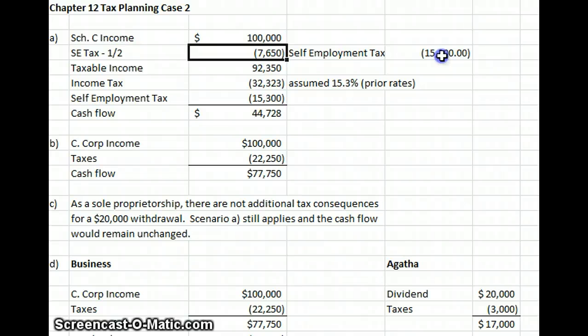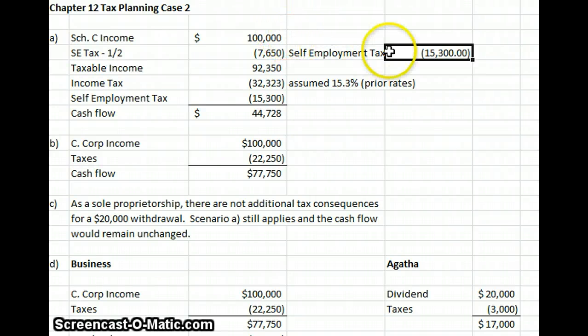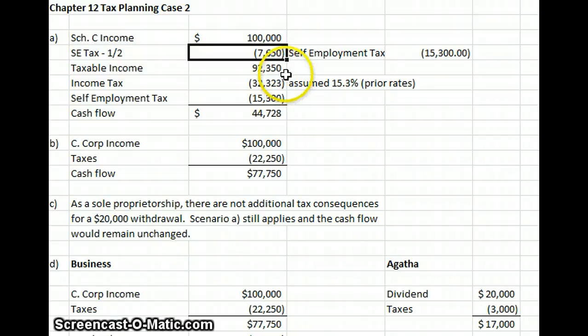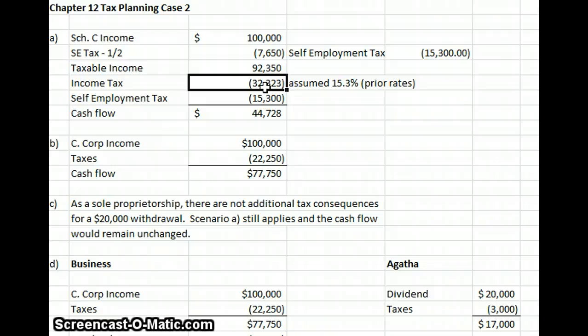I'm going to take my self-employment tax of $100,000 income times 15.3%. So I'm going to have $15,300 of self-employment tax. I'm able to deduct half of that from my adjusted gross income, so that's $7,650, which gives me a taxable income of $92,350. At that point, my income tax at the 35% rate is going to be $92,350 times 0.35, which gives me $32,323 of income tax.